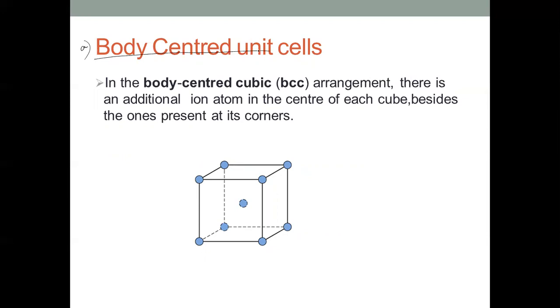Now let's look at the body centered unit cell. In this body-centered unit cell, also called BCC arrangement, in addition to the 8 corners, we have one more constituent particle, or one more ion or atom, present at the center of the cube. It is called body-centered because the atom is present exactly at the center of this unit cell. So 8 are present at the corners here and one in the center. So it is called a body centered unit cell.